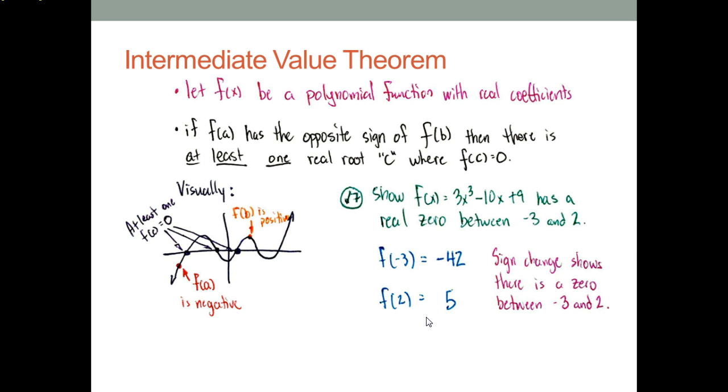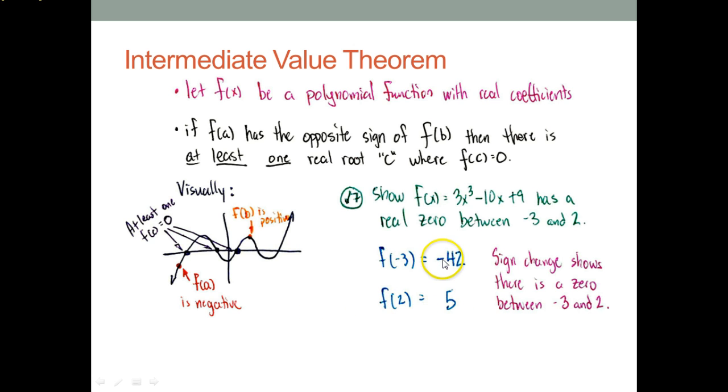The sign change shows us there is a 0. There's at least one 0 between negative 3 and 2. I don't know how many. It could be like this. There could be at least 3. There could be a ton of zeros. But we do know that because the sign changes from negative to positive, there is at least one 0.